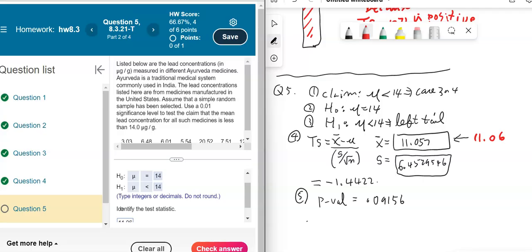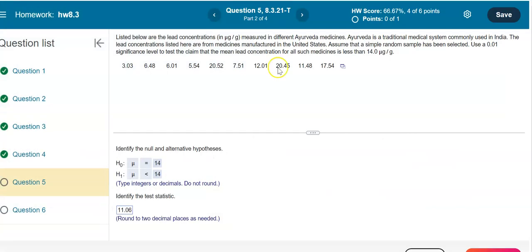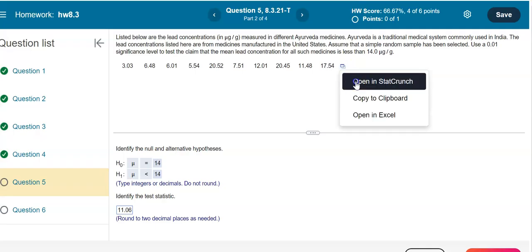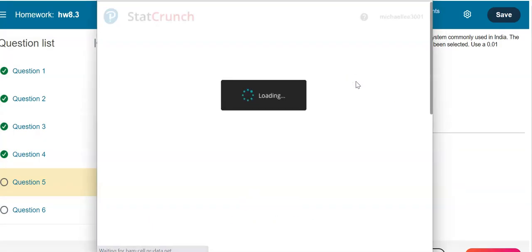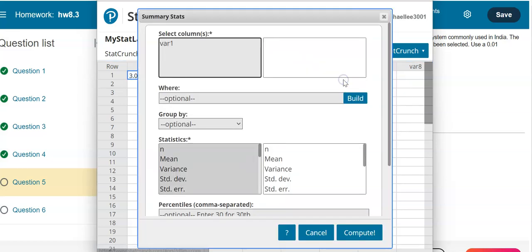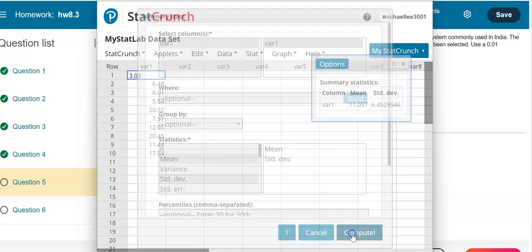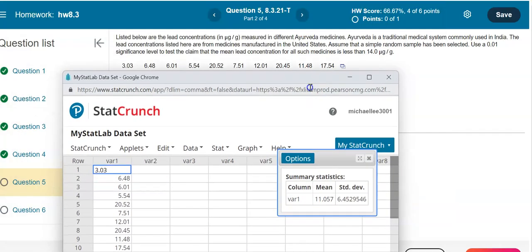Okay, let me do this again, and then here, open StatCrunch. How can it be wrong? Stats, Summary Stats, Column. We need mean and deviation, I said, right? Mean is 11 point, did I say that?